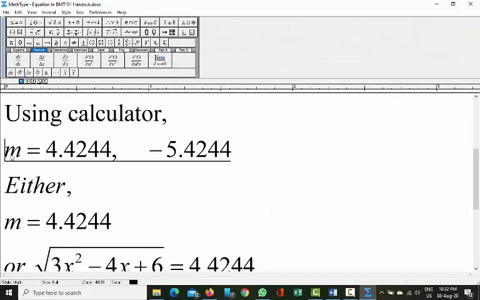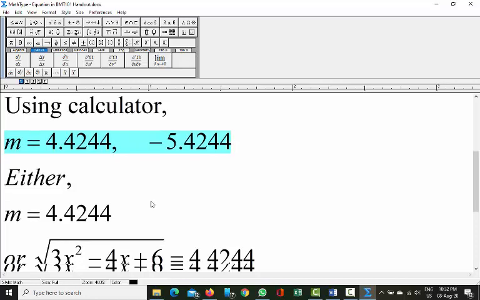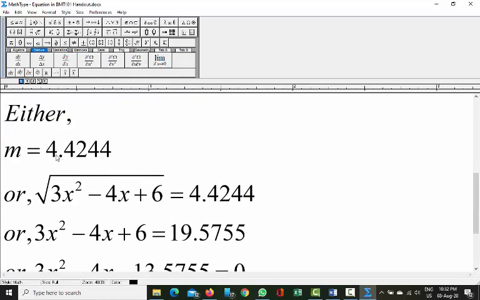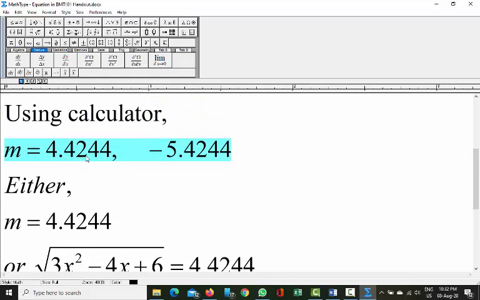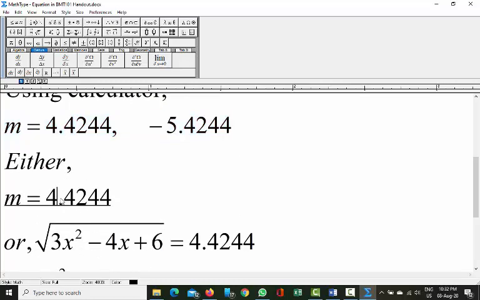So if you use a calculator, you will see these are the two values of m. The first value of m is 4.4244. Here we assume that m is equal to root over 3x square minus 4x plus 6, which is 4.4244.